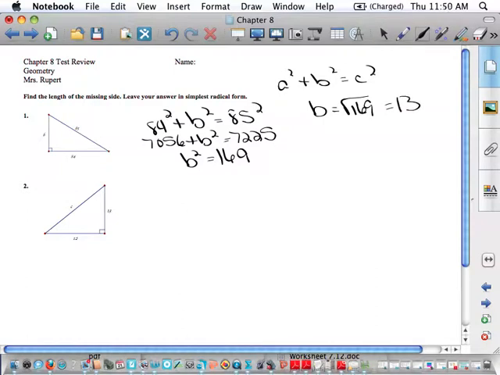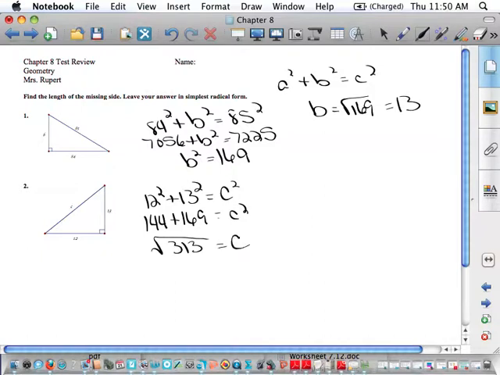Number 2, again, that's the Pythagorean theorem. So I have 12 squared plus 13 squared equals c squared. So 144 plus 169 equals c squared. So the square root of 313 is c.